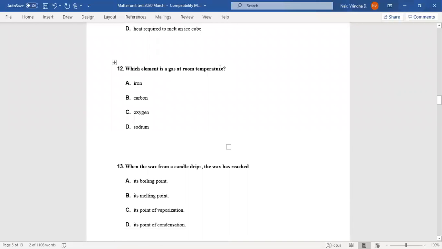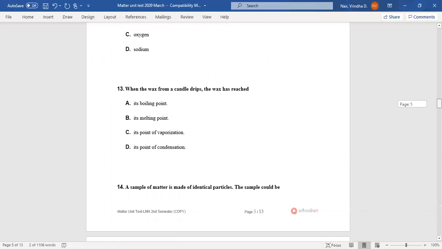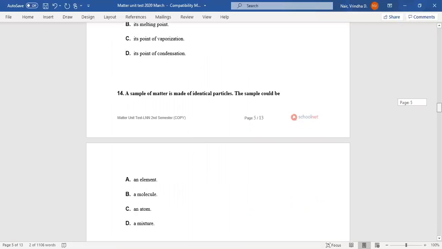Which element is a gas at room temperature? Is it iron, carbon, oxygen, or sodium? When wax from a candle drips, the wax has reached its boiling point, melting point, point of vaporization, or point of condensation.